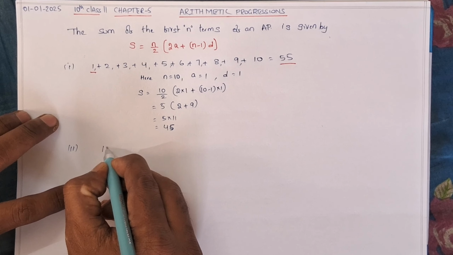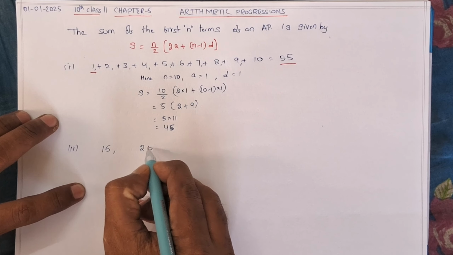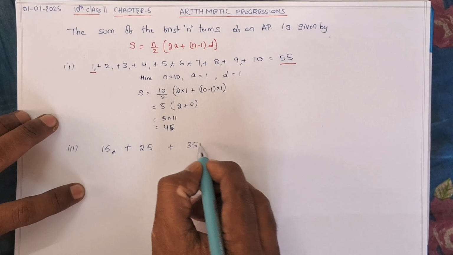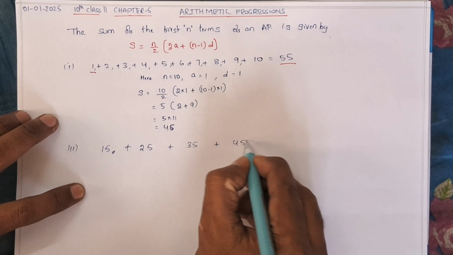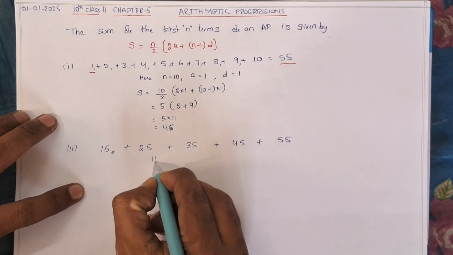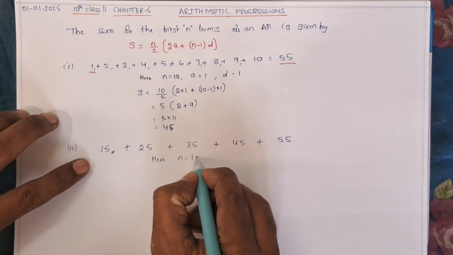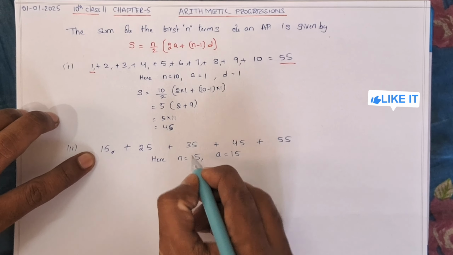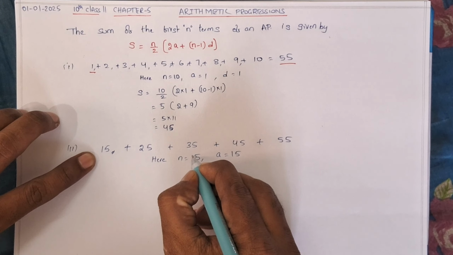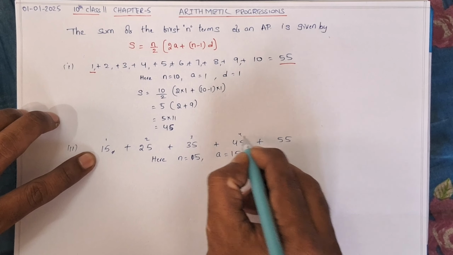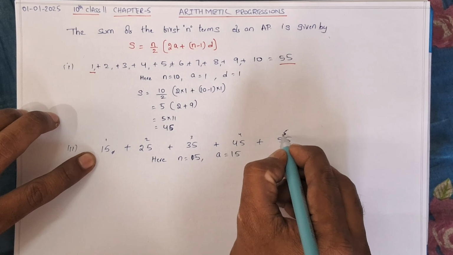If you want to find out 15 plus 25 plus 35 plus 45 plus 55, then it will be very difficult. Here n is equal to 15, the first term is 15. The number of terms is 1, 2, 3, 4, 5. Here there are 5 terms.